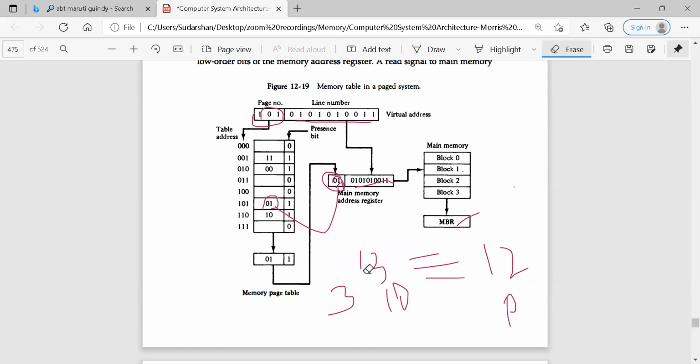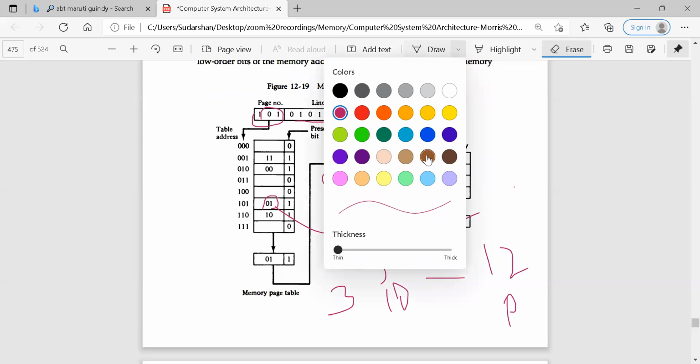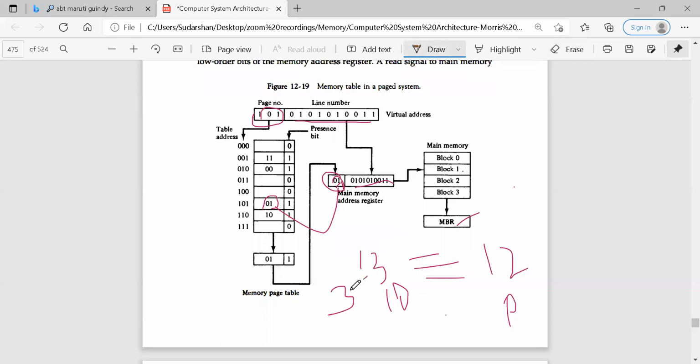Yes. So 3-bit page number and a 10-bit offset. Let me do it once again for your understanding. The 13-bit virtual address has a 3-bit page number and a 10-bit offset. The 12-bit frame number or 12-bit primary memory address is divided into a 2-bit block number and a 10-bit offset. These 10 bits and these 10 bits remain the same. The only difference is this 3-bit.